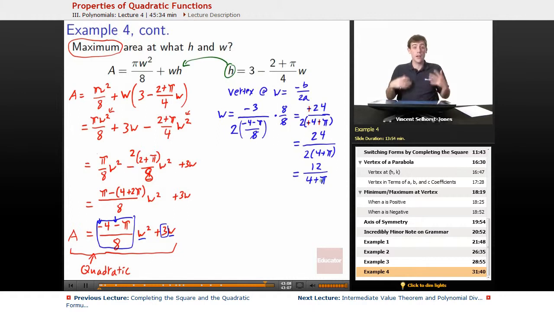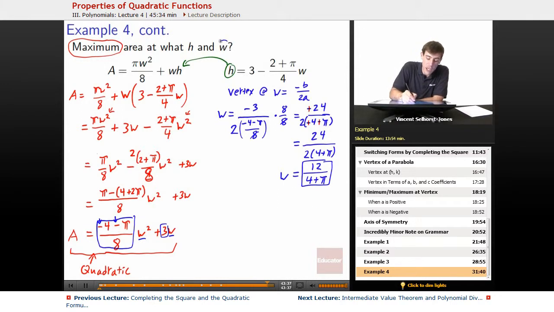Now, that was clearly a very long, very difficult problem, but we see it's actually really similar to the previous example that we just did. All we're looking for is where's the vertex. The only thing is it's couched inside of a word problem, so we just have to be carefully thinking, how do we build equations? Once we've got our equations built, how do we put them together? How do we get this to look like something where I can apply what I just learned in this lesson, how I can apply this stuff about quadratic properties. So we find out that the maximum occurs when W is equal to 12 over 4 plus pi.